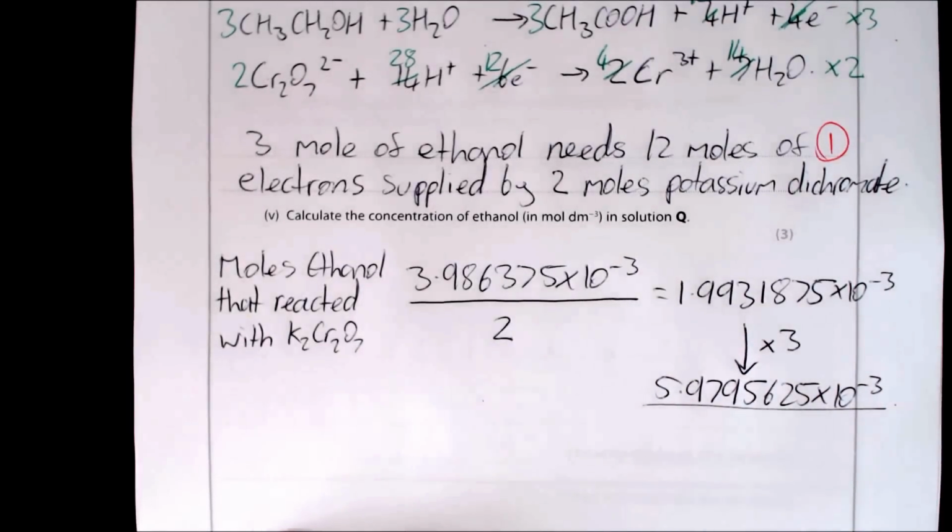That's that answer there. Right, now it didn't want that. Remember, this is just the number of moles that we had in our conical flask. So there's our, let's draw a quick conical flask.